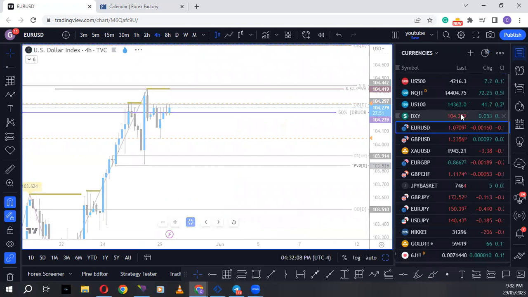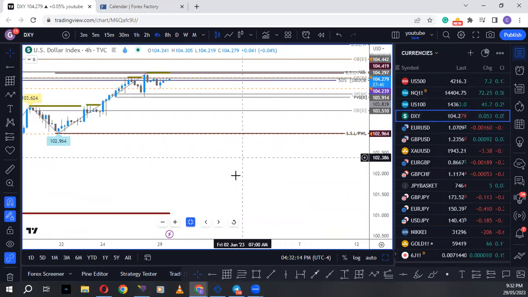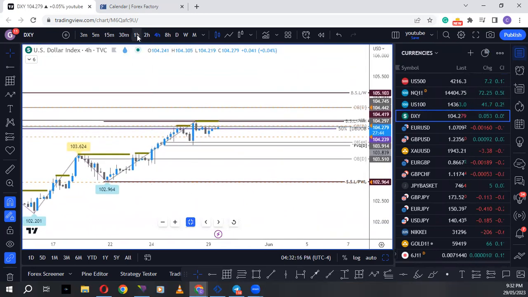This is the head and shoulder. And it's not the head and shoulder.